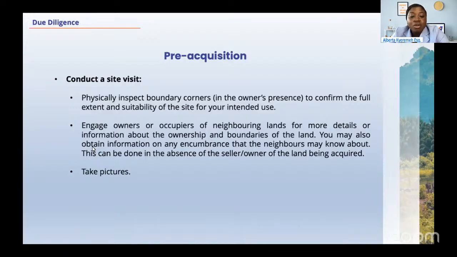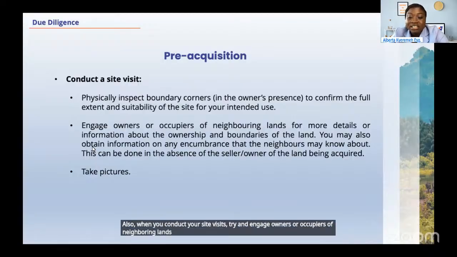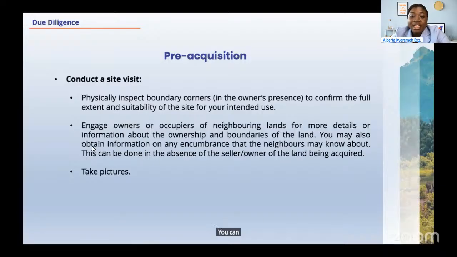Also, when you conduct your site visits, try and engage owners or occupiers of neighboring lands for more details or information about the ownership and boundaries of the land. You can obtain information on any encumbrance that the neighbors may know about. This can be done in the absence of the seller of the land you are trying to acquire.